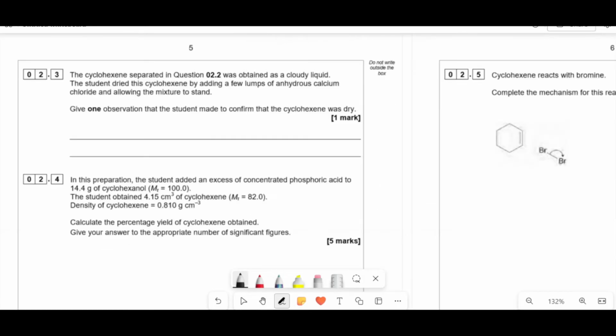There you go. Now it says the cyclohexene separated in this was obtained as a cloudy liquid. The student dried this cyclohexene by adding a few lumps of anhydrous calcium chloride and allowing it to stand. Give one observation to make sure that this cyclohexene was dry. Well, if you're drying it, what happens is that it is no longer cloudy. And it also tells you, kind of in the question, that it was cloudy to begin with. So if they're doing that, it's probably going to make it not cloudy.